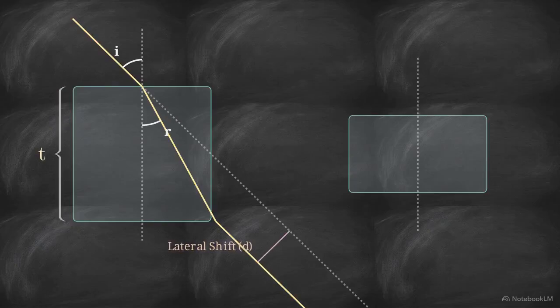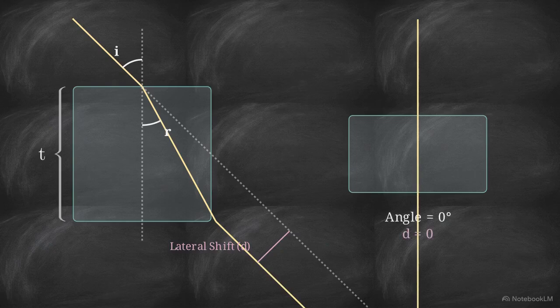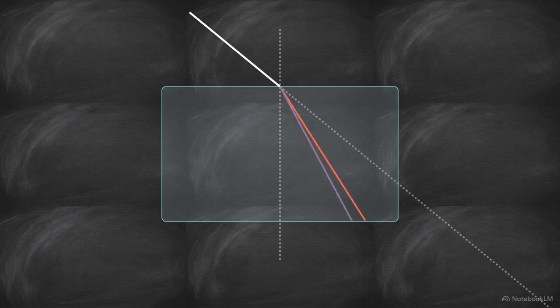A thicker piece of glass forces the light to travel a longer internal diagonal, creating a much larger sideways shift. But if the light hits perfectly straight on at 0 degrees, the lateral shift completely drops to 0. The shift also depends on the color of the light. Watch the white beam split inside the slab. Violet light has a higher refractive index, meaning it bends sharper than red light, causing the violet wavelengths to exit with a slightly wider lateral shift.